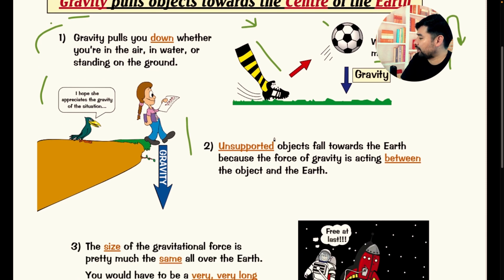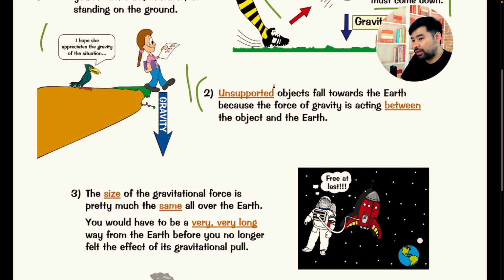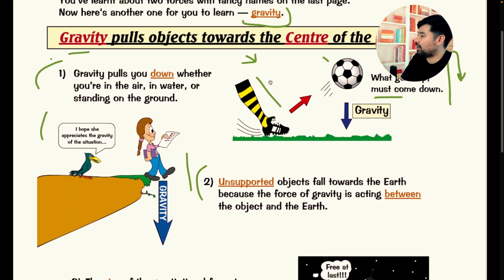And going down a little bit here, we have number two: unsupported objects fall towards the Earth because the force of gravity is acting between the object and the Earth. Unsupported. Again, we can use this example here. Unsupported means nothing to support. You just kick the ball, the ball has nothing holding it. So, for example, imagine I have a ball in my hand and then I threw it up.